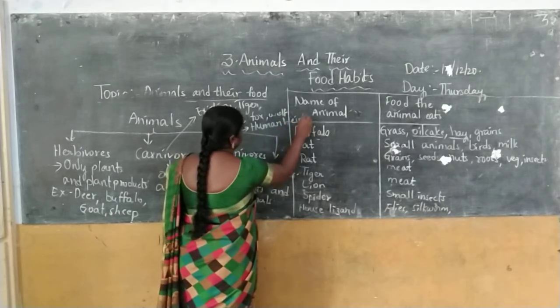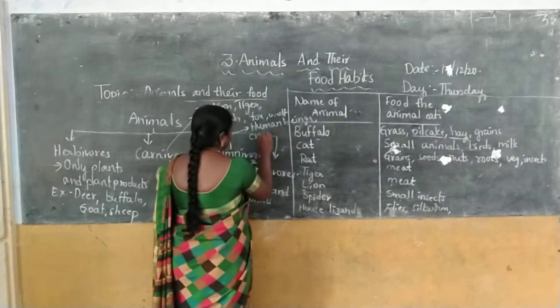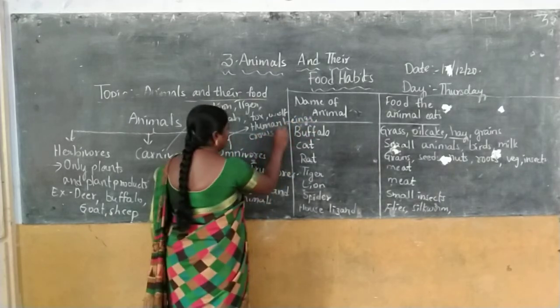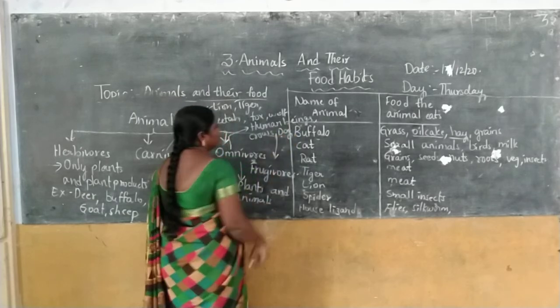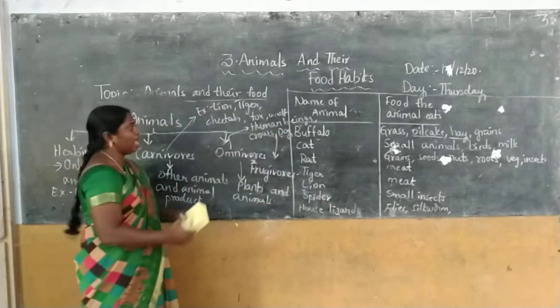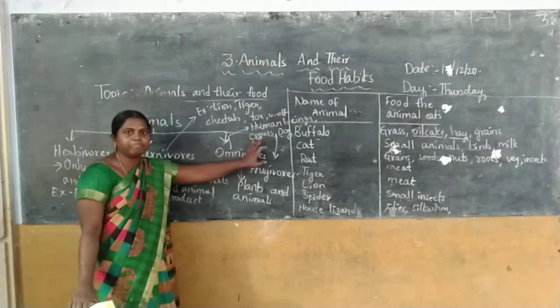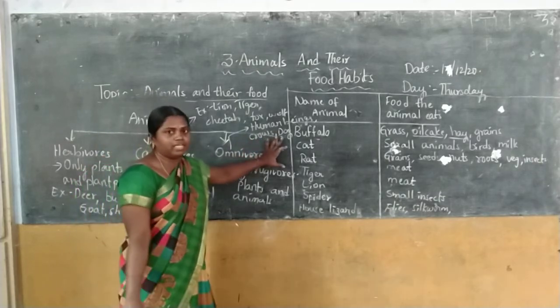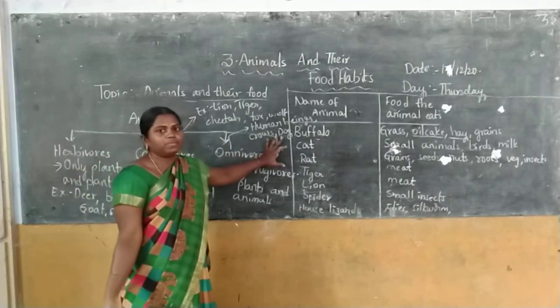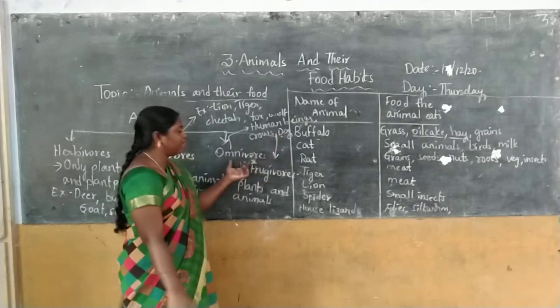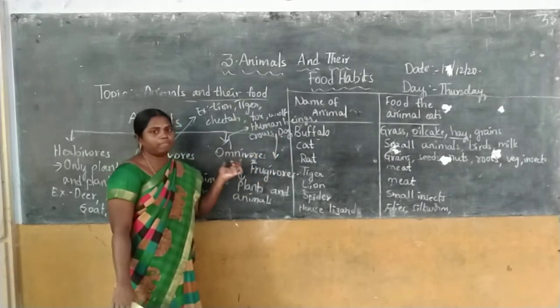The human beings, crows, dog. So these are all the examples as they are eating both plants and animals. Best example are human beings. We ourselves, we eat plants and also we eat the animals. These type of the animals you call them as omnivores.